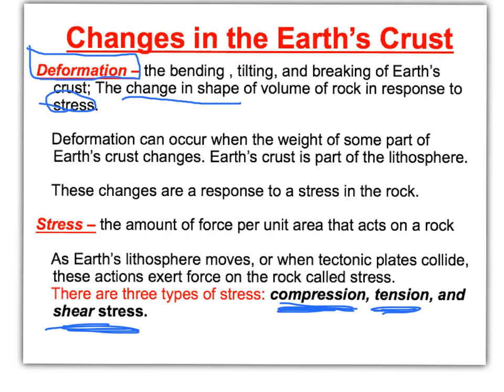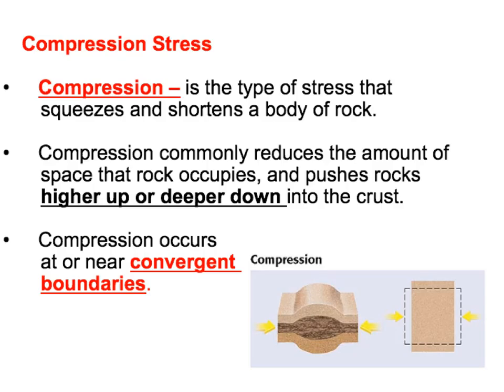And all of this, keep in mind, is happening in the crust, which is part of the lithosphere, that outer layer of the Earth. The first type of stress is the compression stress. And the compression stress does what it says. It compresses rock. It squeezes rock together.